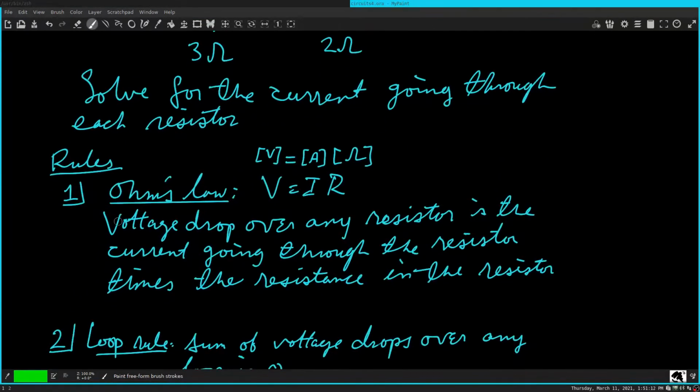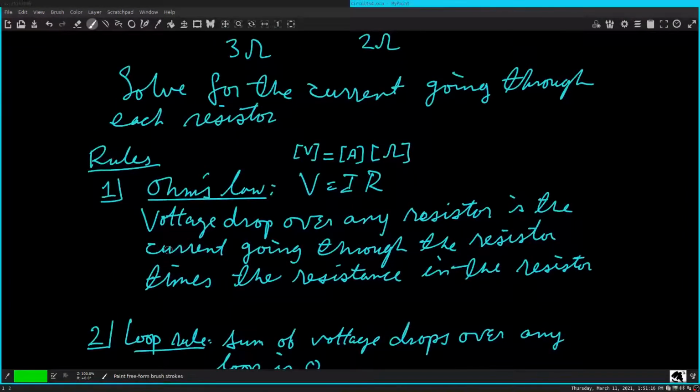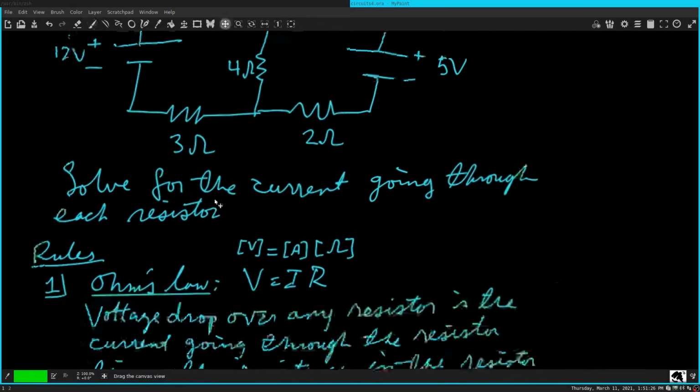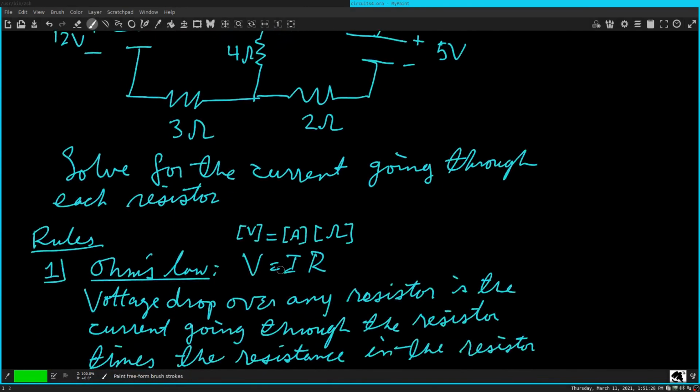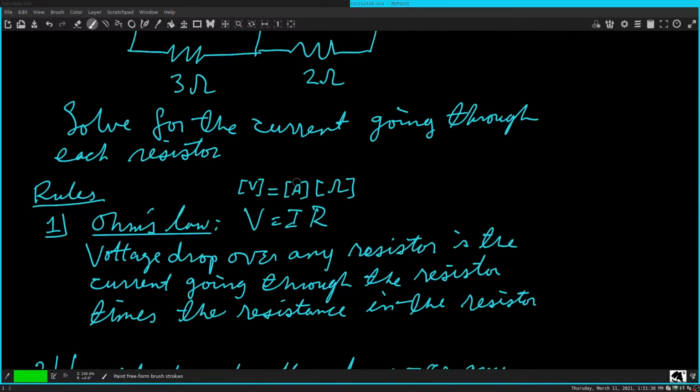Okay, so the rules. Depending on how you count them, I counted 3, maybe more. There's Ohm's law, which relates, so we're given something in volts and something in ohms here, and we're trying to solve for current, so this is how we relate them. So voltage equals current times resistance. Another way of saying that is that the unit volt is equal to the unit amp times the unit ohm.